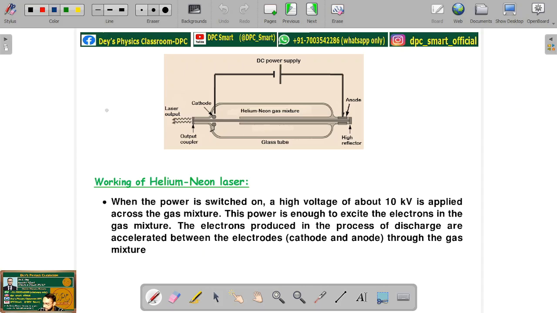So this is the diagram for the helium-neon laser construction. This one is the tube, and within this tube the helium and neon gas mixture is placed, and a high voltage of about 10 kilovolt is applied within this chamber to produce electrical discharge, which is used as pumping.